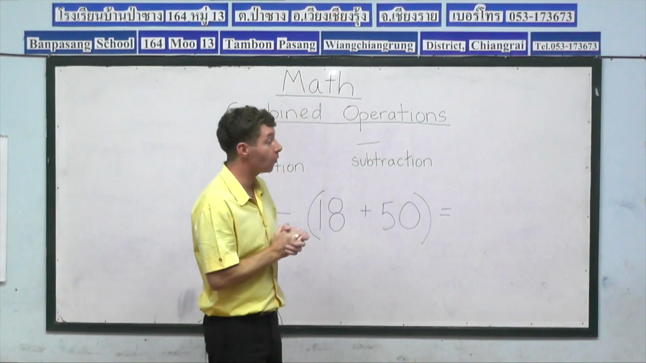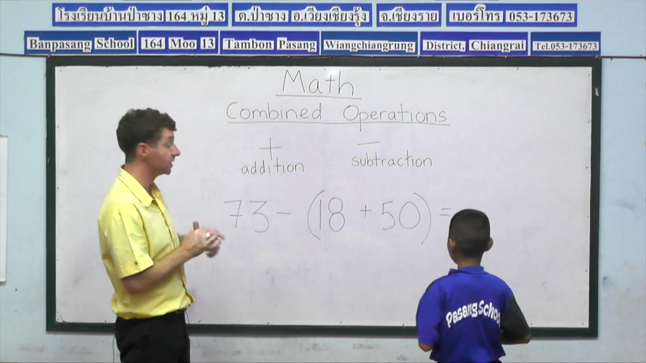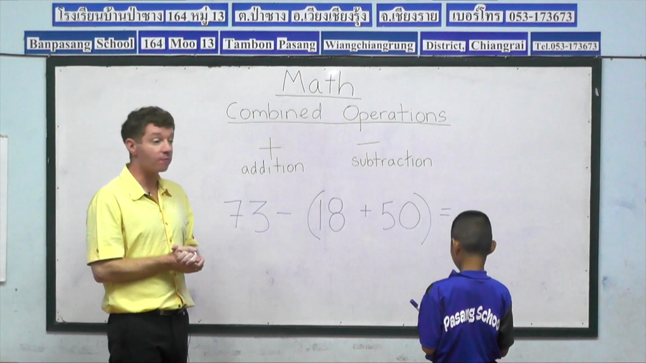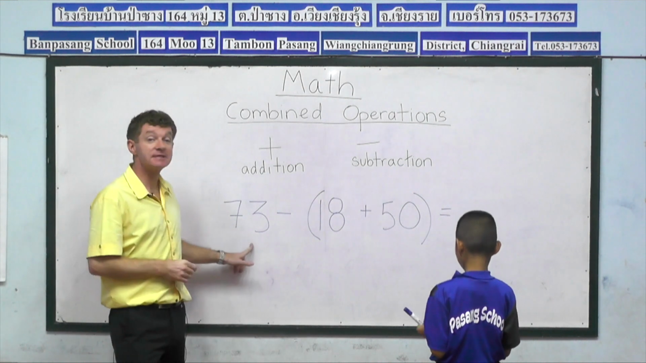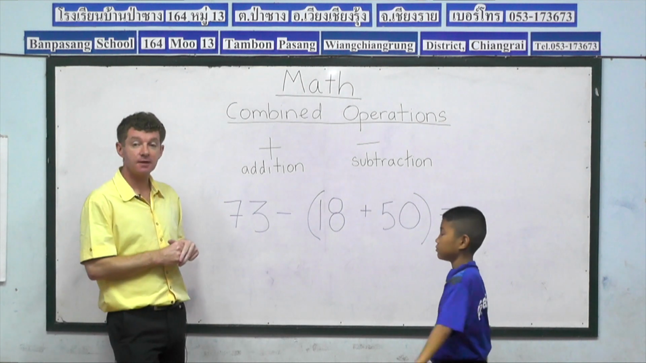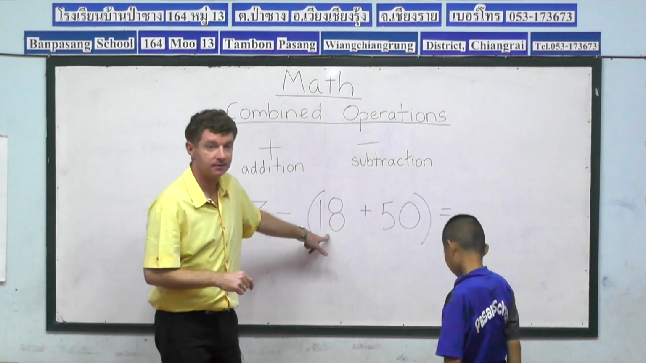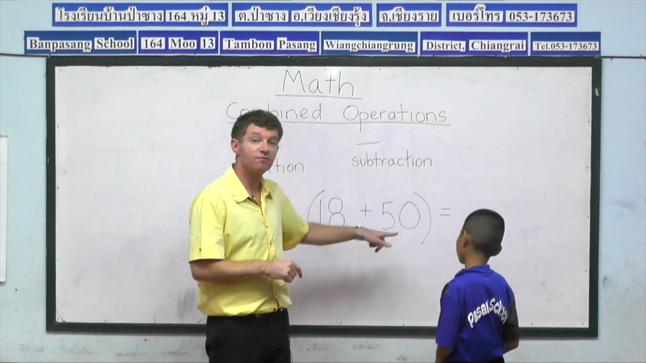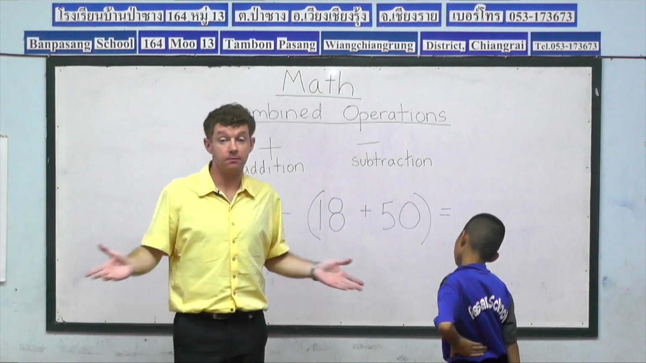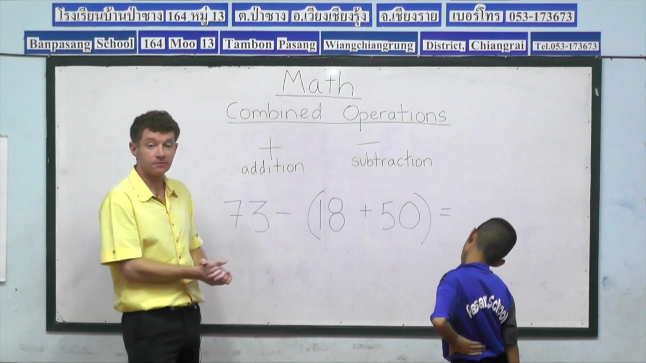So Bangpon, come and join me at the front of class. So first of all, guys, let's read our combined operation together. 73 minus 18 plus 50 equals. Okay, so once again, combined operations, where do we start?